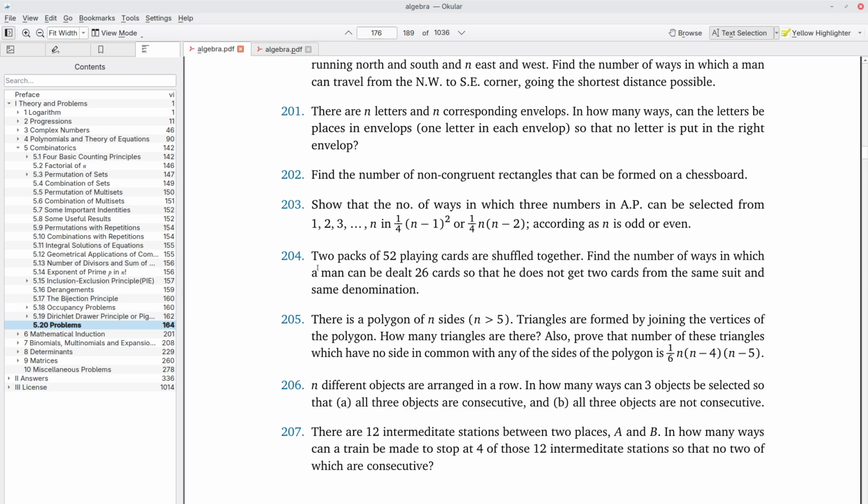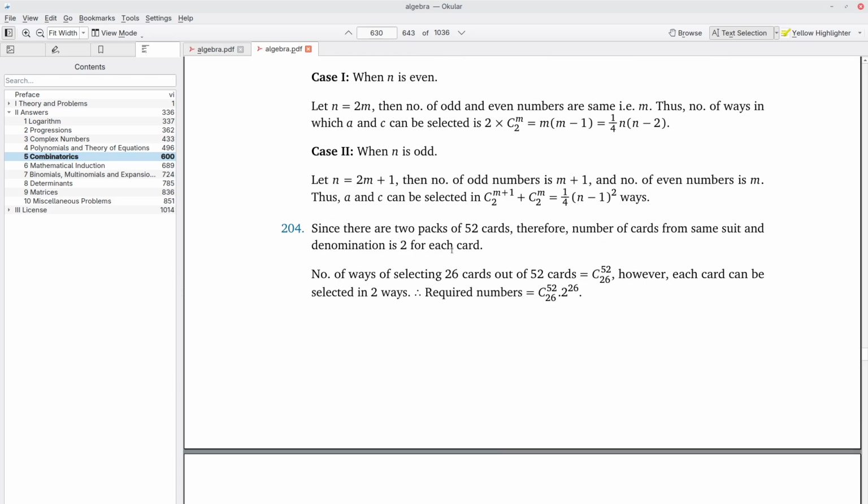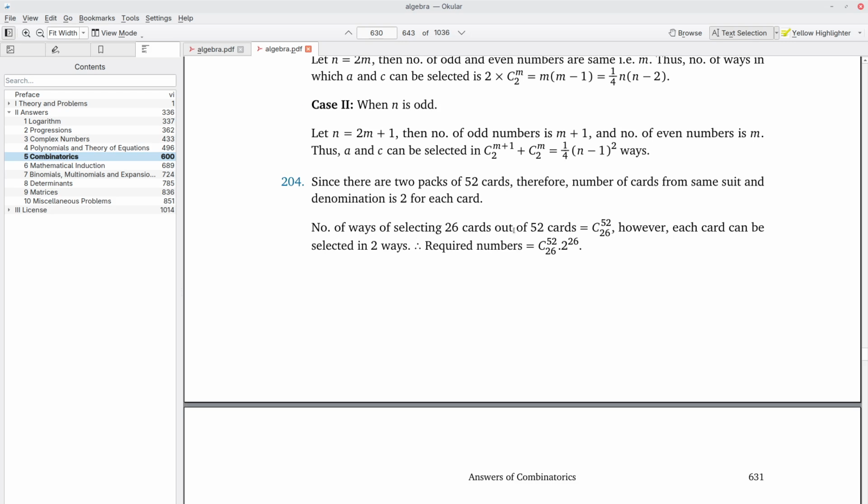Question 204 says that 2 packs of 52 playing cards are shuffled together. Find the number of ways in which a man can be dealt 26 cards so that he does not get 2 cards from the same suit and same denomination. So we have 2 packs of 52 cards. Therefore, the number of cards from the same suit and denomination would be 2 for each card. Now we select 26 cards out of 52. Notice that we are not selecting 26 cards from 104, because we want the cards to be unique. There should not be duplicate cards.